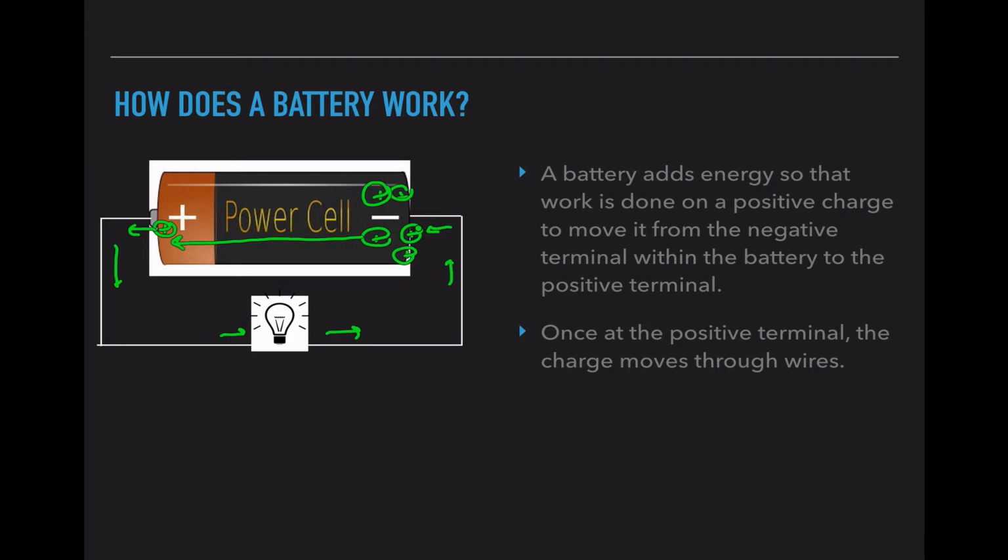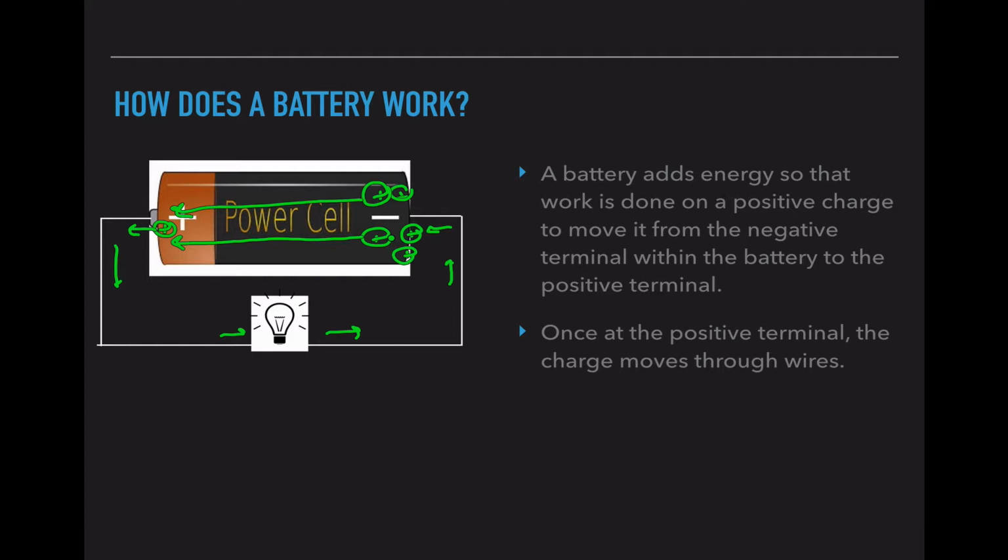But the battery goes, you're gonna move to this side, and it's unhappy again, moves through the wire, through the light bulb, back to the battery. And eventually this just keeps happening over and over again. So these positive charges have work done on them by the battery, and that's actually chemically based work. So this chemical reaction moves those positive charges from the negative terminal to the positive terminal.